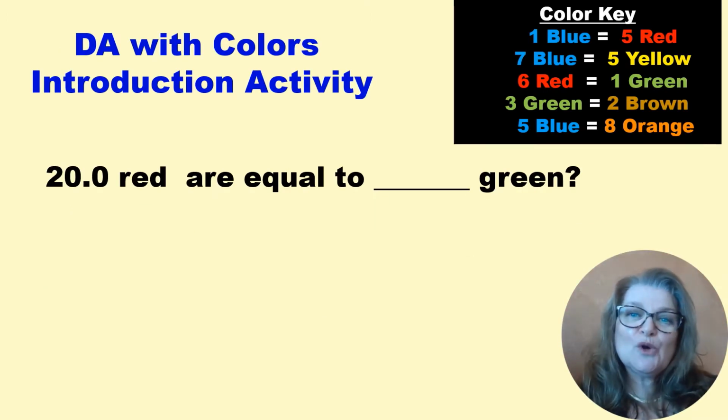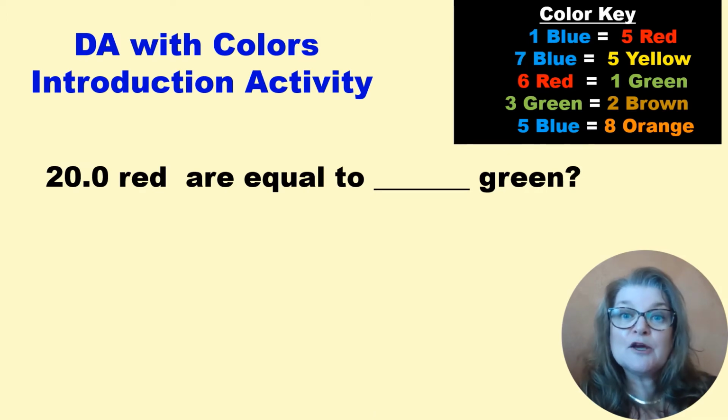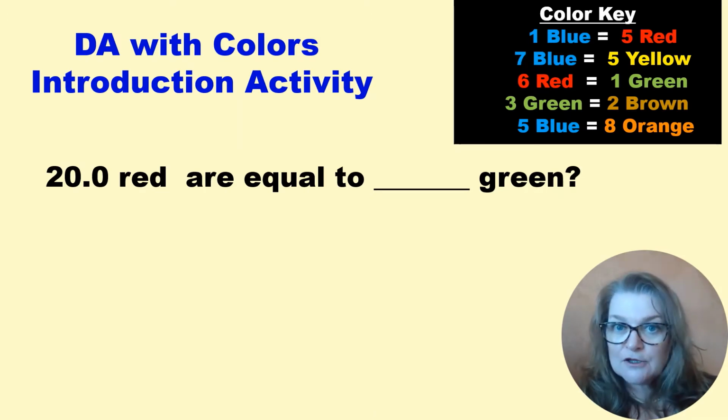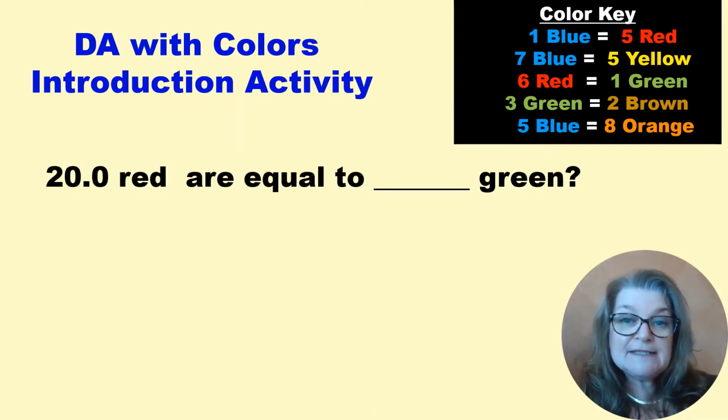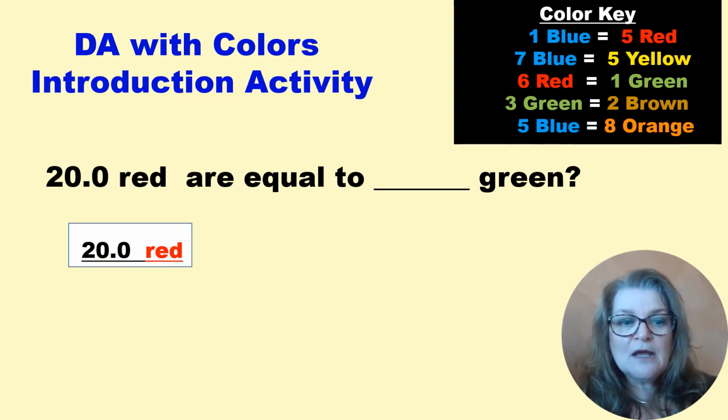To see how this works, we're going to do some practice problems with some made-up units, just some colors. And the first question is 20.0 red are equal to how many green? Well, we always start by writing down what we're given in the problem as our first numerator. So we have 20.0 red.